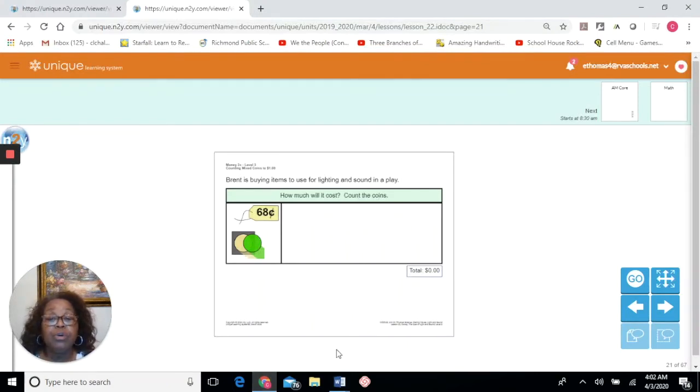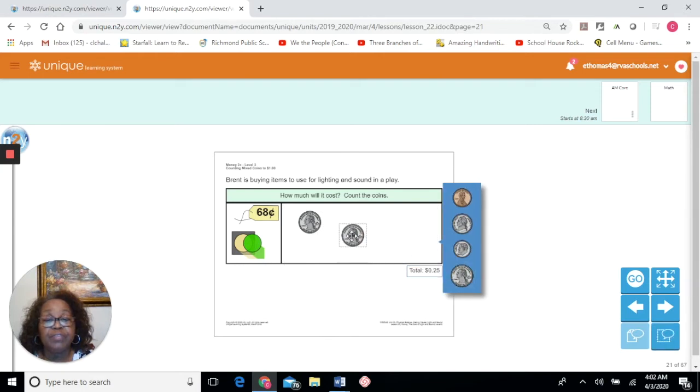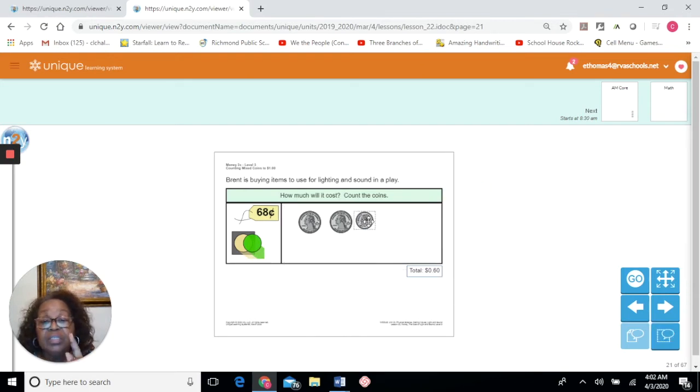68 cents. We're going to start with our highest value coin, 25 cents. 25, 50. We can't use another quarter. That would be 75. So we need to use dimes. 25, 50, 1 dime, 60. If we add another dime, that will be 70. Too much. We have to use a nickel. 60, 65. Now we're able to count on from 65 using pennies.